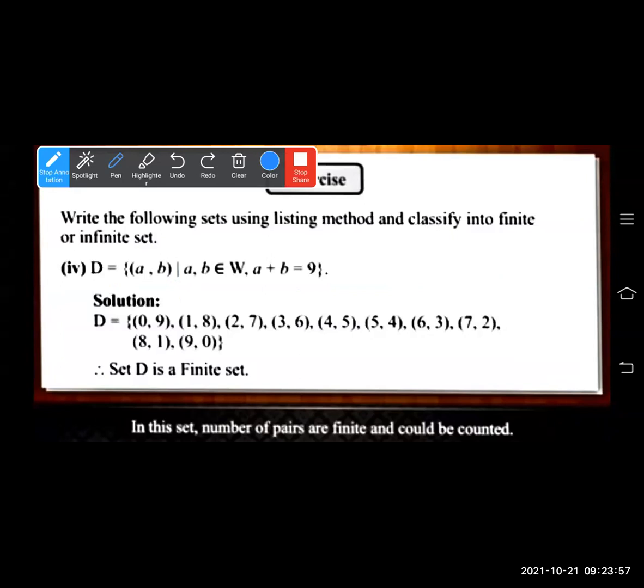So we have to start pairing all this. From 0 to 9, we have to start pairing. 0, 9, then 9, 0 is already there. 0, 9, 9, 0. 1, 8, 8, 1. 2, 7, 7, 2. 3, 6, 6, 3. 5, 4, 4, 5. Only these elements are there. So in this set, the number of pairs is finite and could be counted. Therefore, the set D is a finite set.